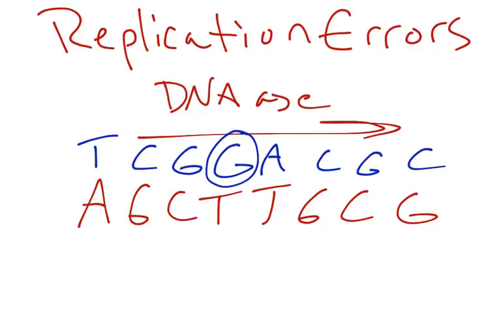All right, you can have this error. Now, a lot of times DNA polymerase can come back and fix that and put the right one in. But even then, it can still happen. It can miss it. And that's about a 1 in a billion chance, but it can miss it and you get the wrong base put into the DNA molecule. And this is what we call a mutation.